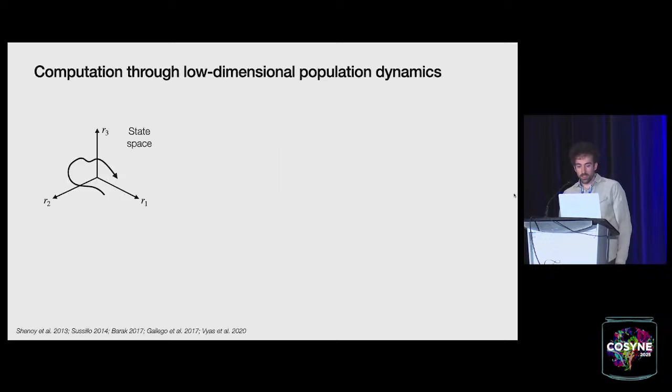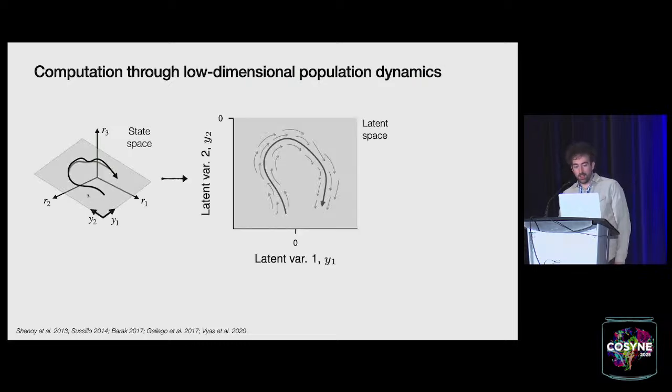So let's start with the typical picture of computation through population dynamics. Here is a trajectory in neural state space, and we can imagine that this activity lies on a low-dimensional manifold, as is often observed in data, so that we can understand the trajectory and dynamics in a lower dimensional state space that I'll call the latent space, Y. So here we have the dynamics in Y1 and Y2.